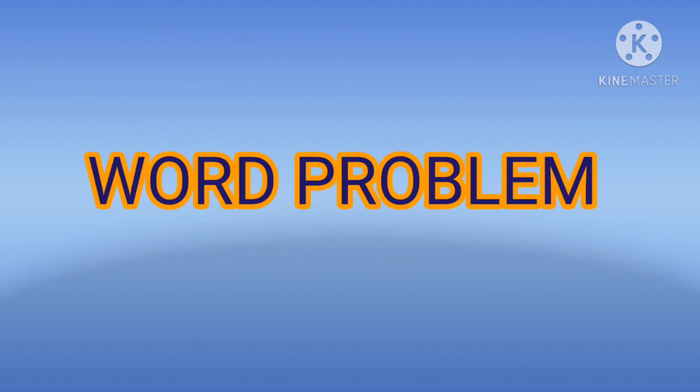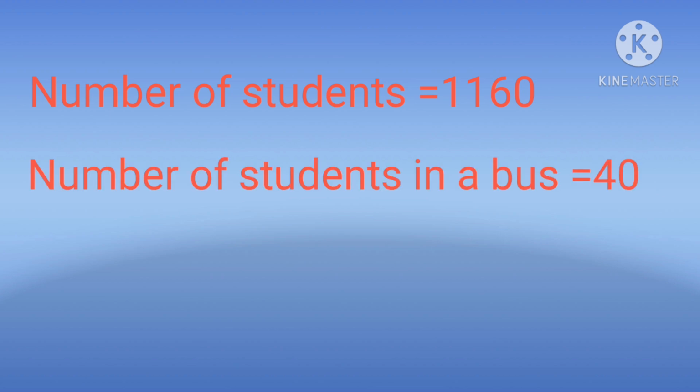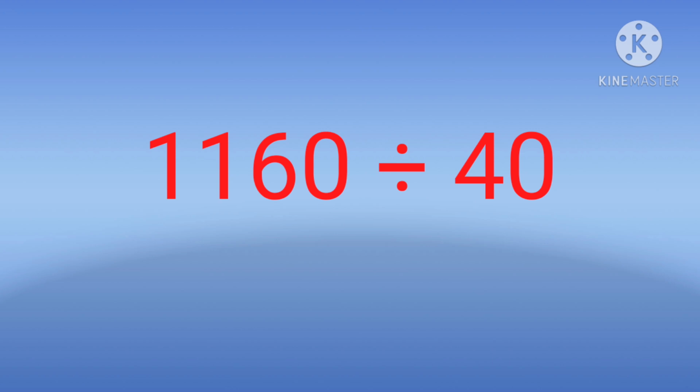Now let us do a word problem in dividing a 4-digit number by a 2-digit number. 1160 students go to a stadium in buses to watch the inter-school cricket match. If 40 students can sit in a bus, how many buses will be required? So first, let us write down the steps. Number of students is equal to 1160 and number of students in a bus is equal to 40. So the number of buses required is equal to 1160 divided by 40. So now let us divide and see.